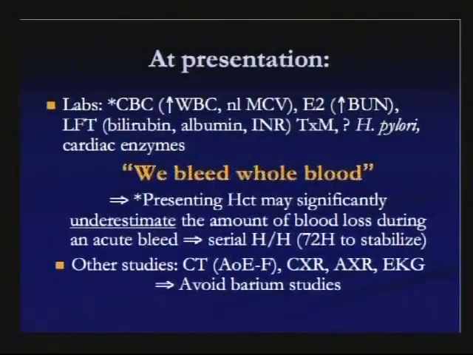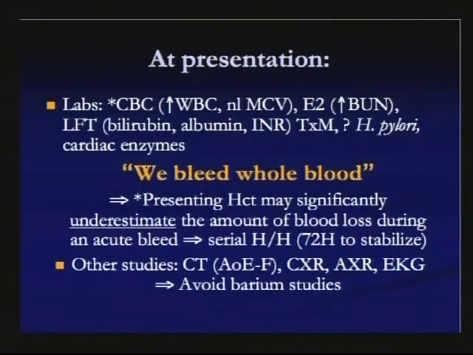Labs: CBC is important. Usually these patients have elevated white count. For the most part, if it's an acute bleed, the MCV should be normal. If they have low MCV and they don't have thalassemia or other blood disorders, it means chronic bleeding. Usually BUN is elevated due to digestion of blood and absorption of urea. LFTs are the liver function tests. I'm talking about bilirubin, albumin, and INR. Those tell you the underlying function of the liver and help in prognostication.